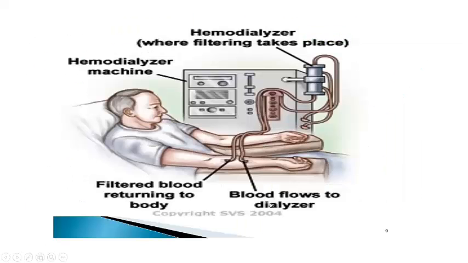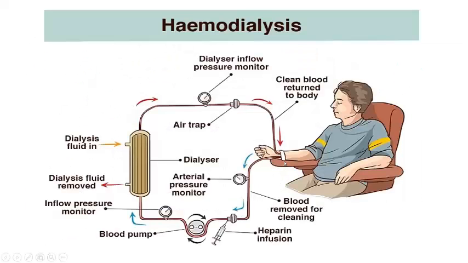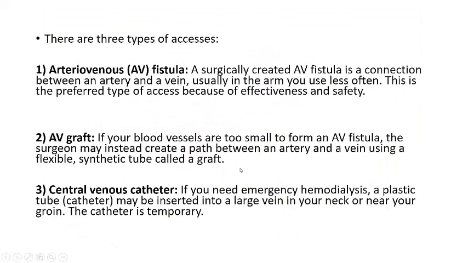So ye jo dikh raha hai, ye, okay. To access that two tubules, you have to access that. So they do the three type of the access. So access kaise karte hai? Either arteriovenous fistula. So what they do in AV fistula? AV fistula is a connection between the artery and the vein. Okay. Usually in the arm, they use, and this is preferred type of the access because it is effectiveness and the safe. Another is the AV graft.